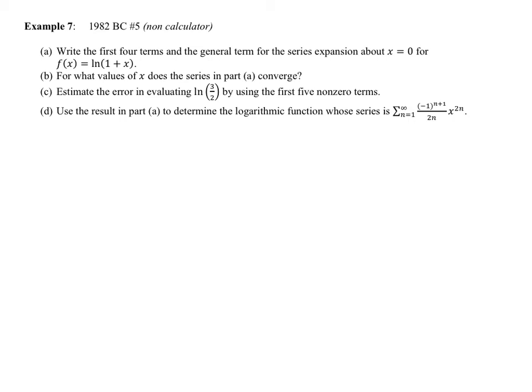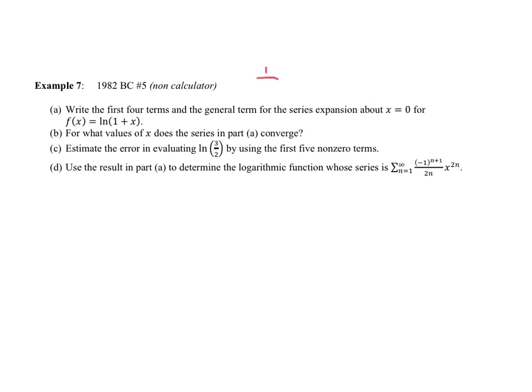So we have the first four terms and a general term for the series expansion about x equal to 0. Remember, when it says about x equal to 0, that means centered at x is equal to 0. And by the way, remember how we have the only power series that we know. You're probably sick of me saying that, and you're probably sick of writing that. But this power series is centered at 0. So that's a good thing because that's the only one we can use right now. So it's centered at 0, and we're looking for f of x equal to natural log of 1 plus x.